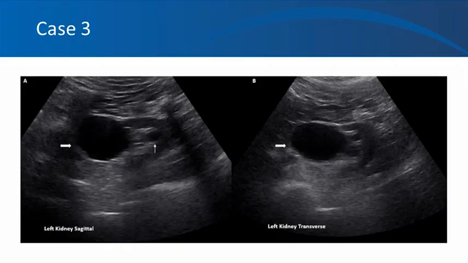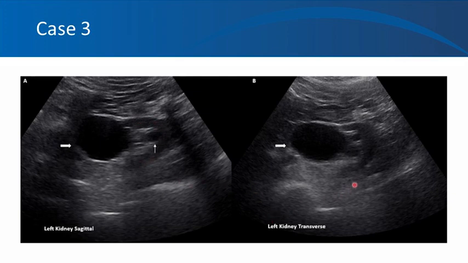So this is the sonogram, and as you know, hydronephrosis appears as branching and interconnected areas of anechoic or hypoechoic nature on sonogram. But you can see a well-defined structure here that is anechoic and that is not extending into the kidney. So you see a distinct medullary pyramid here pointed with an arrow, and you see the cortical thickness is well preserved.